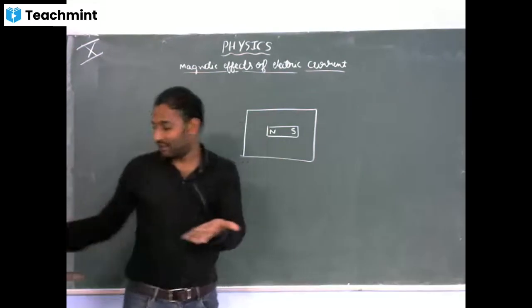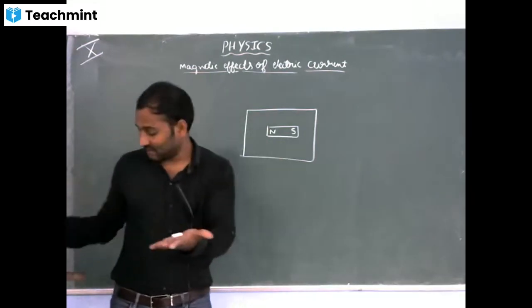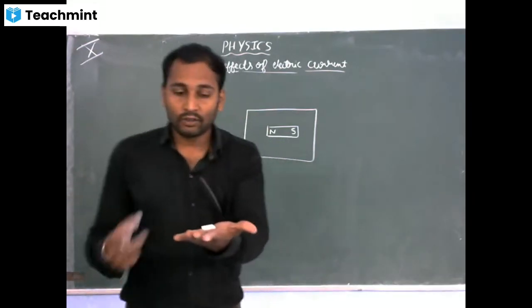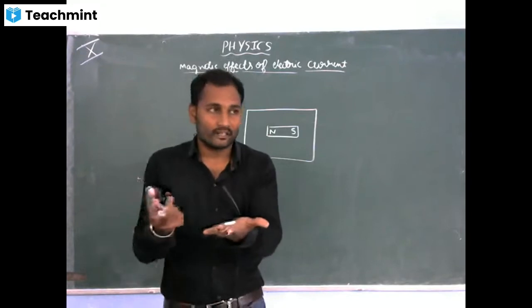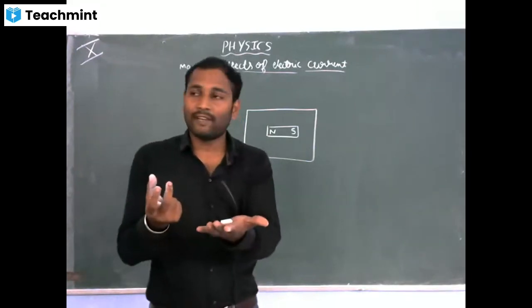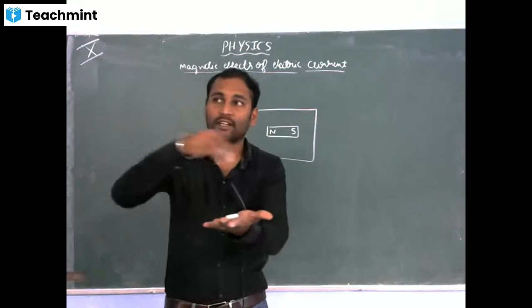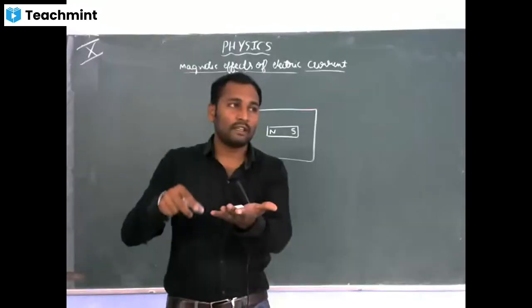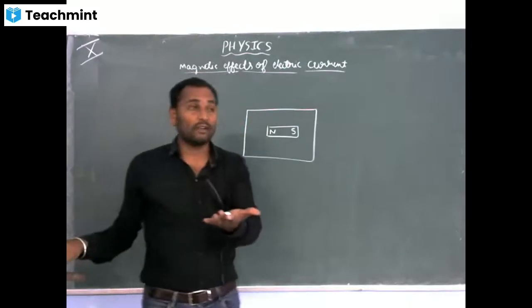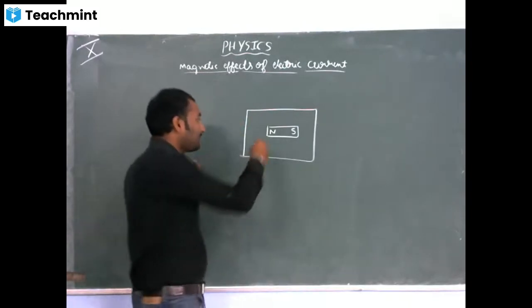Let me do the activity here. With the help of a salt sprinkler, I will sprinkle some iron filings on top of this. After sprinkling the iron filings, they will arrange themselves in one manner. Let me write that manner.